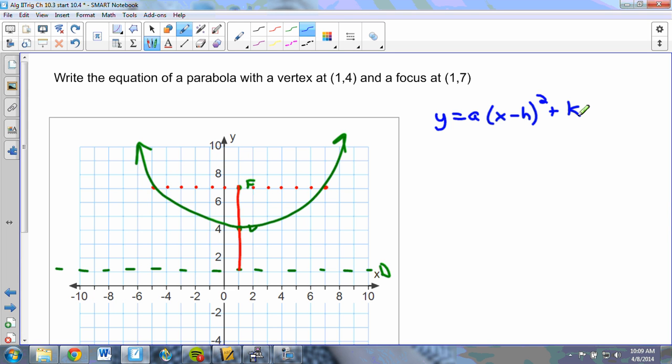What do I know about this equation? Alan, what's h? Well, h is 1, and when I plug it in, it becomes a negative 1. H is 1, k is 4, so now I have this.